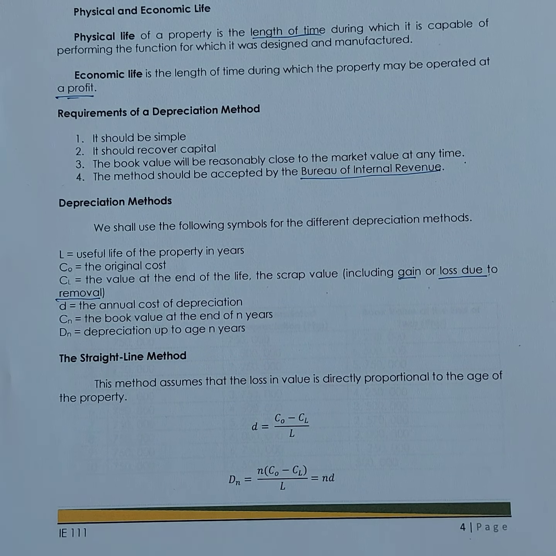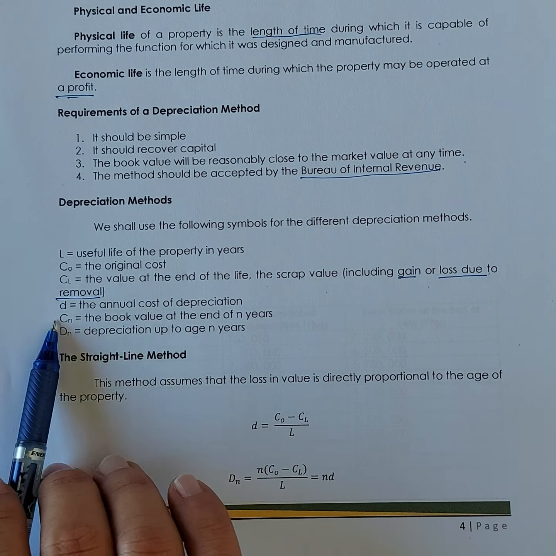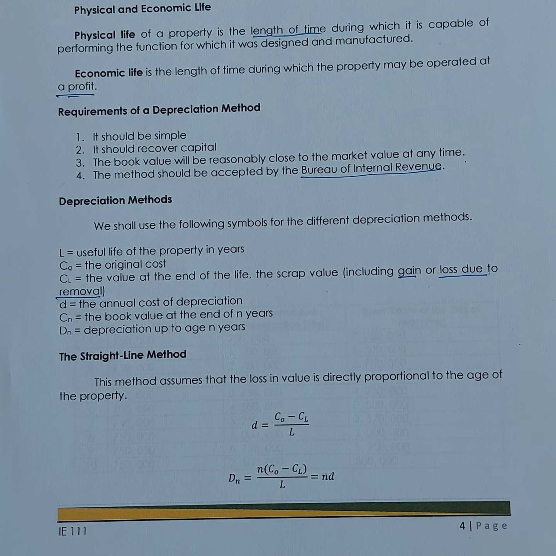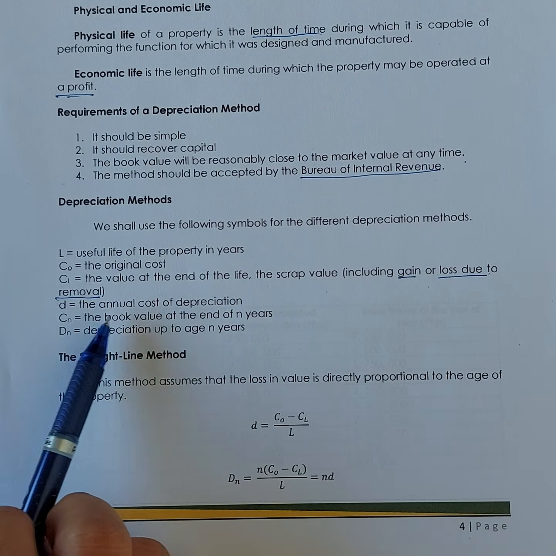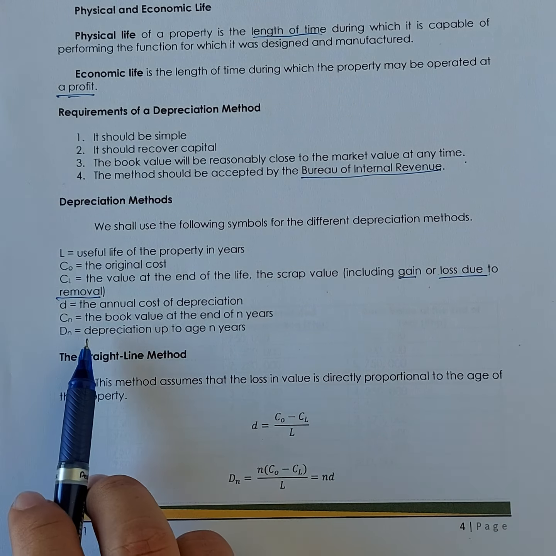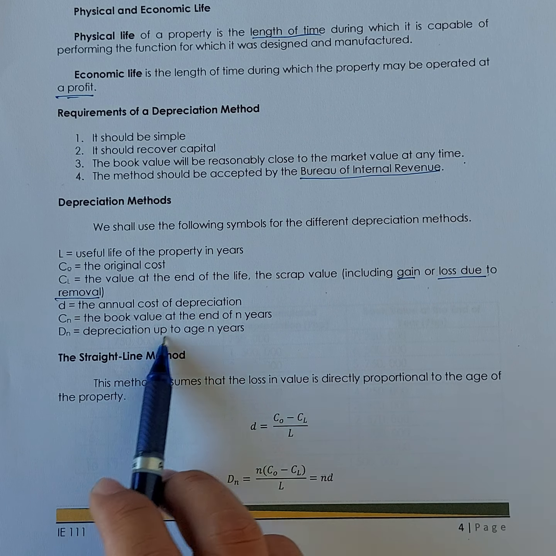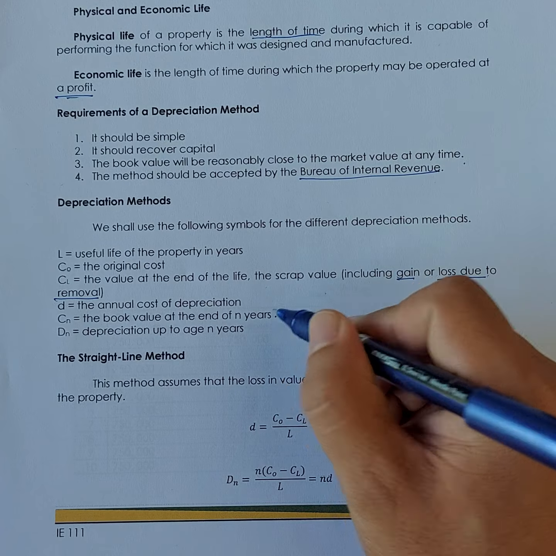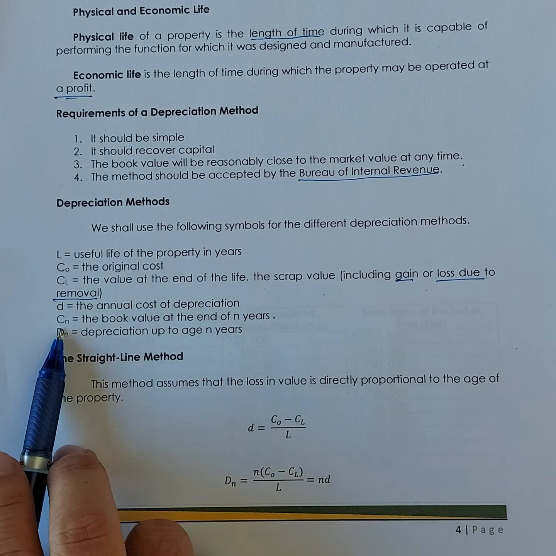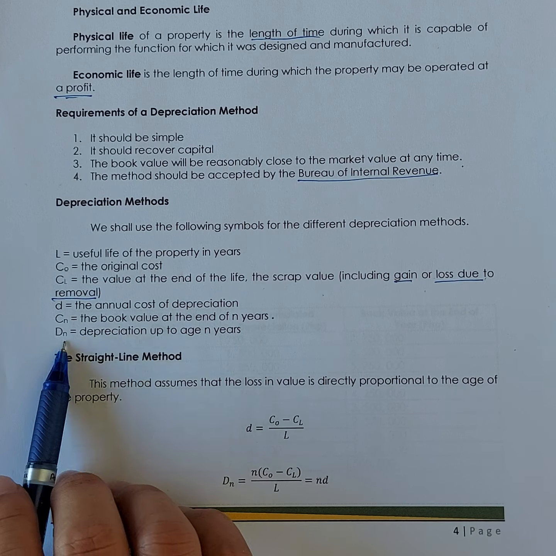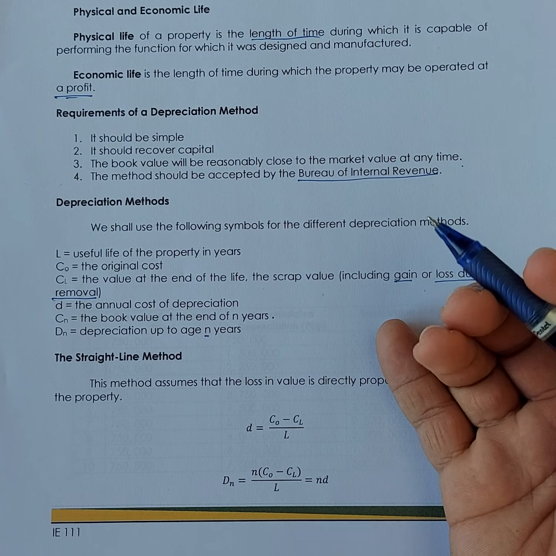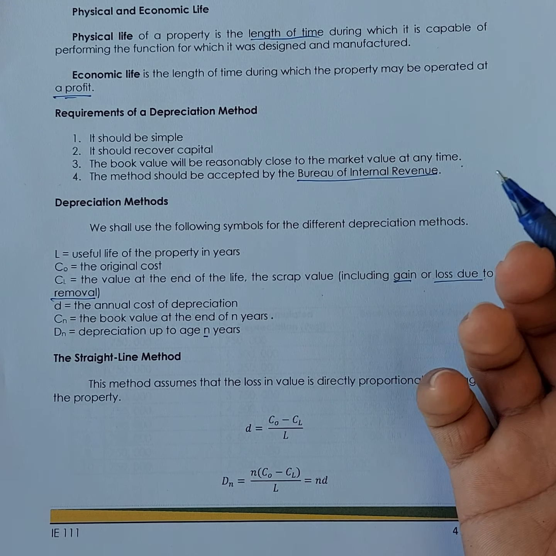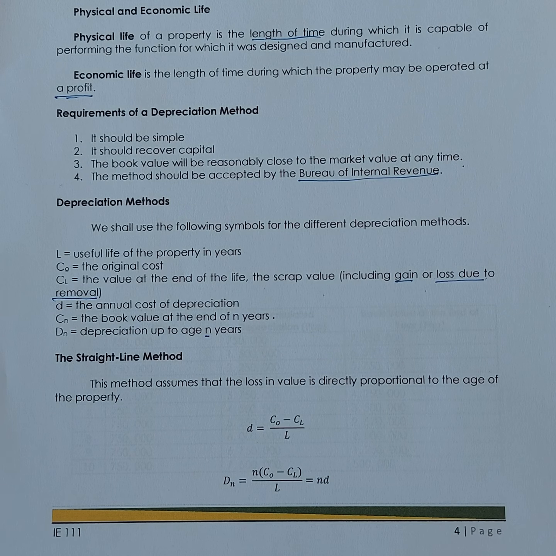the removal, no? Okay, and then small letter d here is the annual cost of depreciation. So take note, this is annual. So usually we compute depreciation in terms of years, no, annually. So the annual cost, d. C sub N is the book value at the end of N years. So C sub N, book value. And D sub N, capital letter D sub N, is the depreciation up to the age of N years. So for example, after 2 years, what would be the depreciation after 3 years, after 5 years? So D sub N ang notation natin dyan.